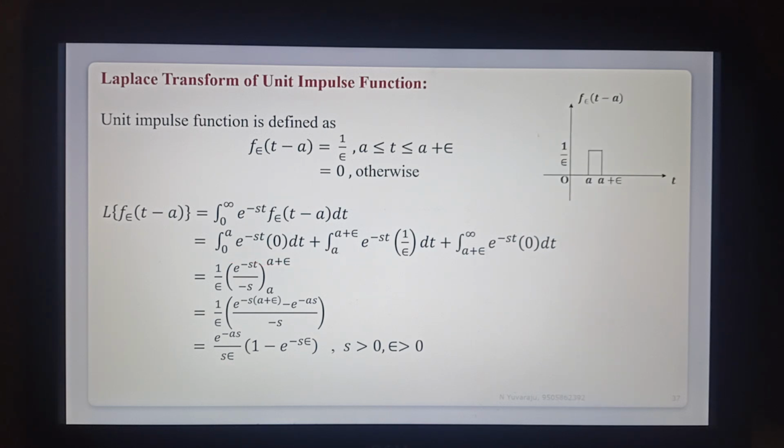So this is the graph of the unit impulse function. This is the t axis, and this is the f of t minus a values. The value exists only from a to a plus epsilon. The remaining all is 0, this is 0, this is 0.